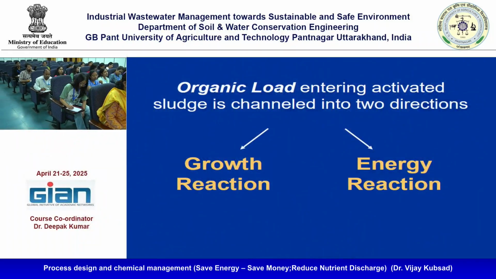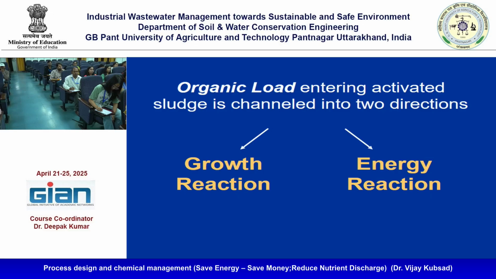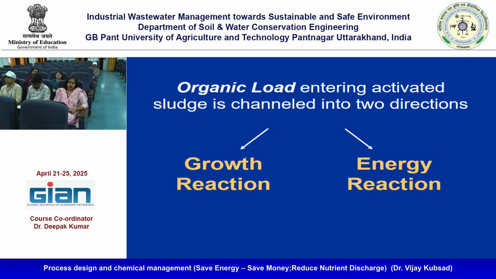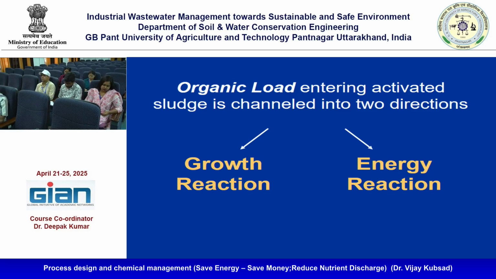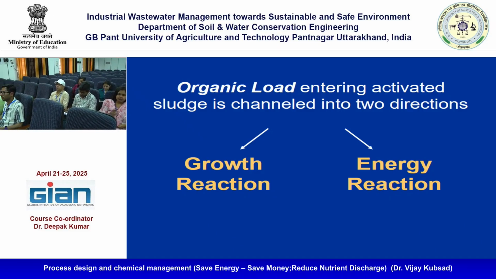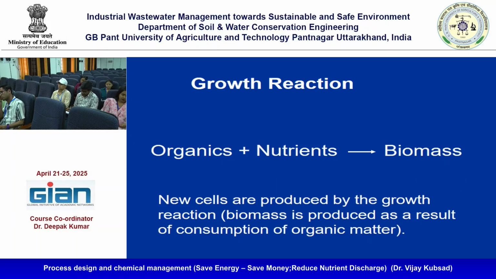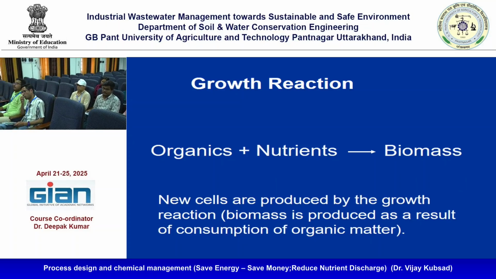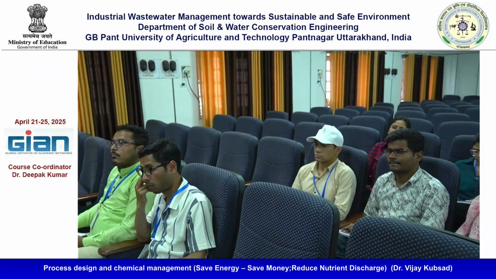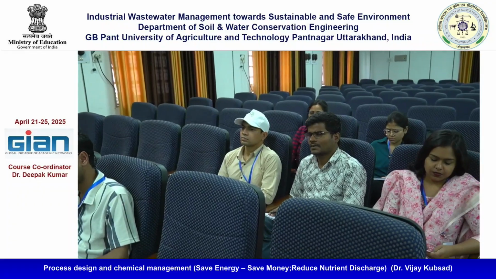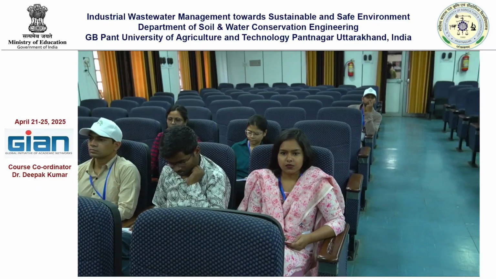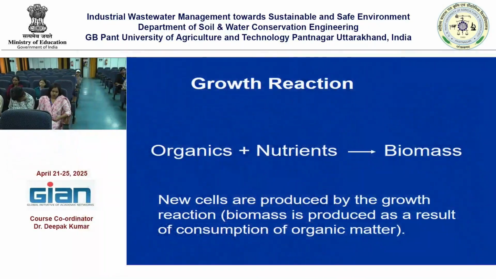Organic loading entering the activated sludge is channeled into two directions: growth reaction and energy reaction, right? Some is used for growth, and some is used as energy for different purposes. Organic nutrient to biomass: new cells are produced by the growth reaction. Biomass is produced as a result of consumption of organic matter. You have to make sure whether that is happening. Okay?